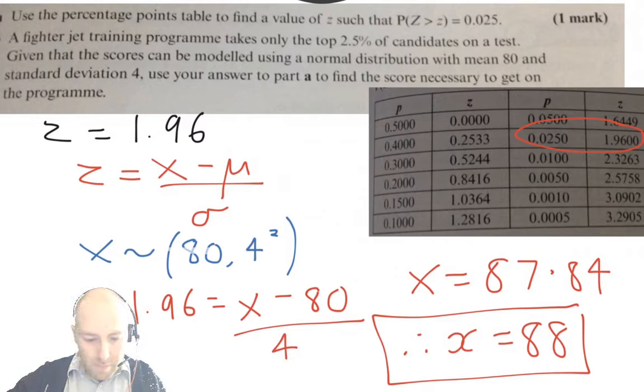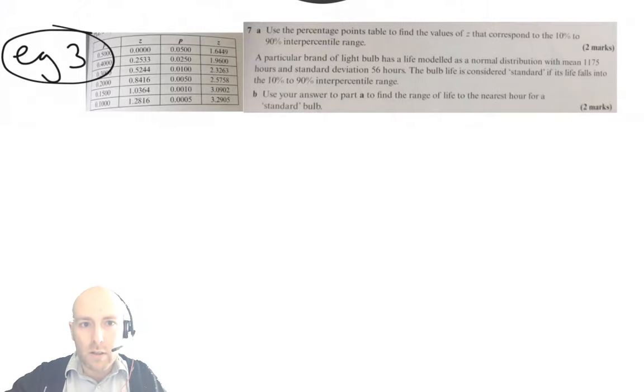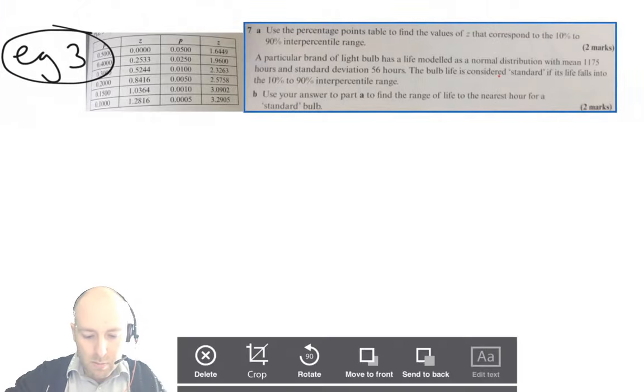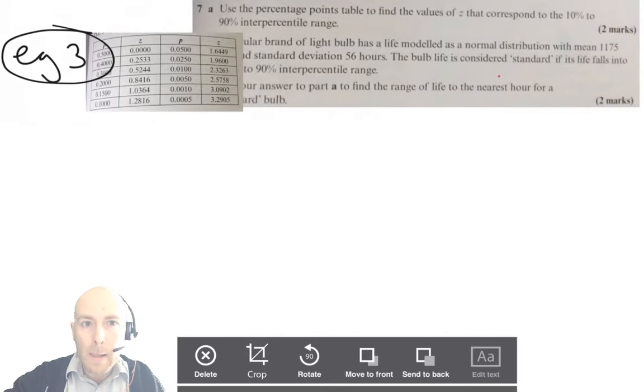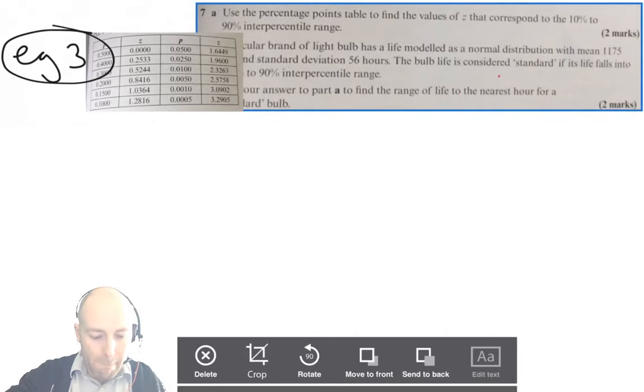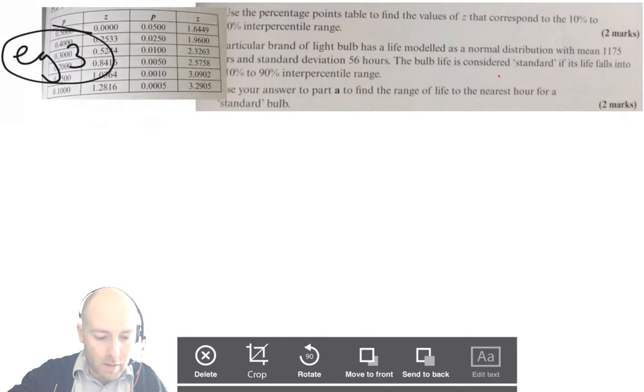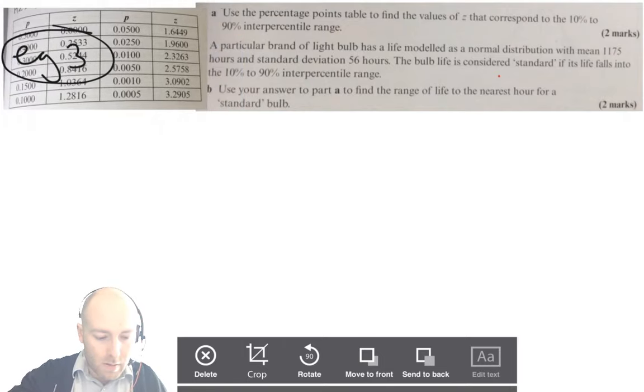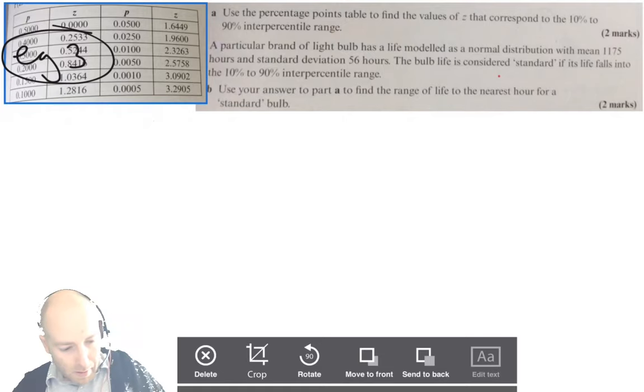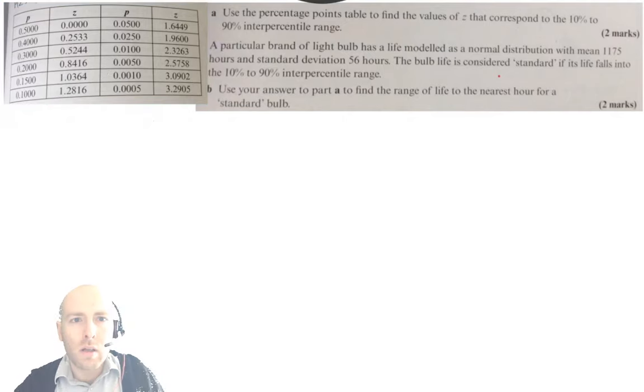Okay, so another one here for you guys to try again. Sorry, this is a bit small. I'll make it a bit bigger. So you've got this lovely question about light bulbs. We need to use the table here to find the Z values that correspond to the 90th and 10th percentile range, and the predicted amount of light bulb lifetime. See if you can work that out, part B.